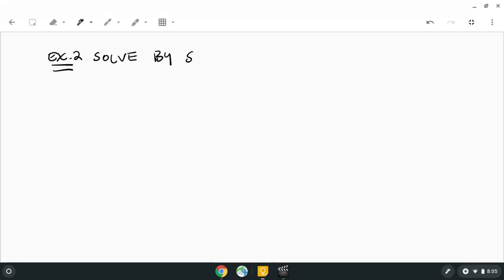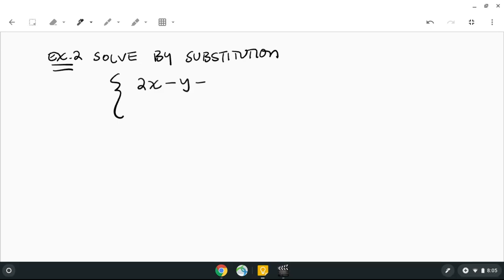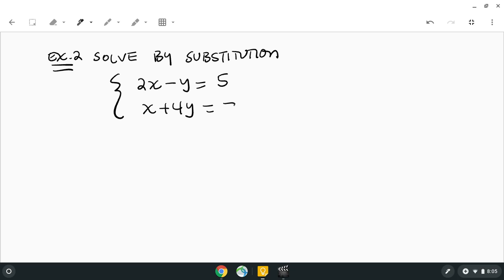Solve by substitution. Suppose that we have these two equations. Suppose that I have 2x minus y equals 5, and x plus 4y equals 7. Here I'm not as fortunate, and I have to take one of these equations and rewrite it so that it's solved for one of the variables.